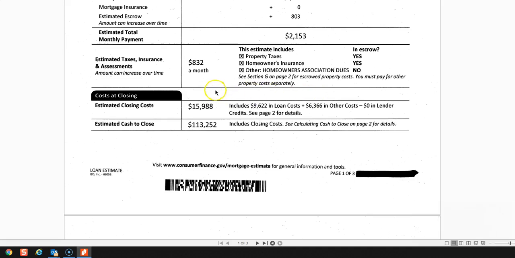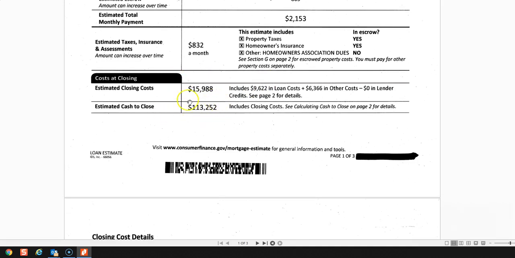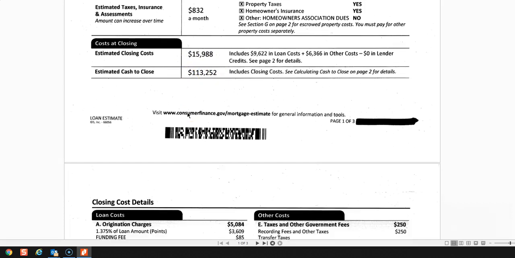So in other words, this number is all in buyer and seller. It doesn't include credits you're going to get. So this does not represent what you're going to be paying out of pocket. That's just the total closing together. This will be your estimated cash to close after any credits given on page 2.